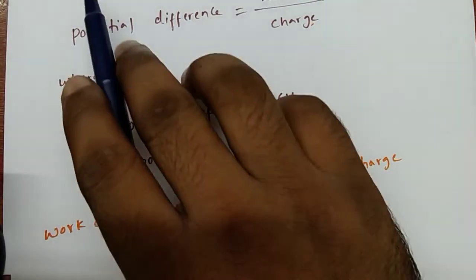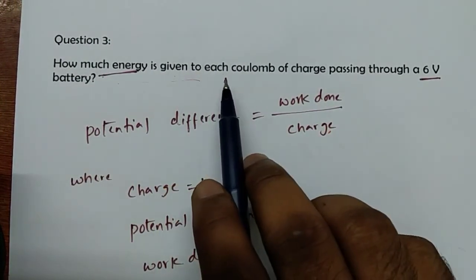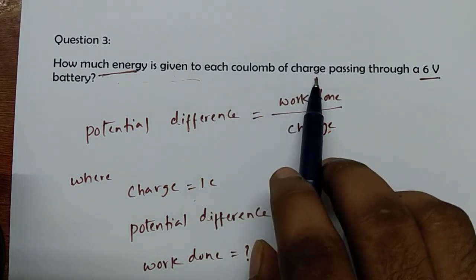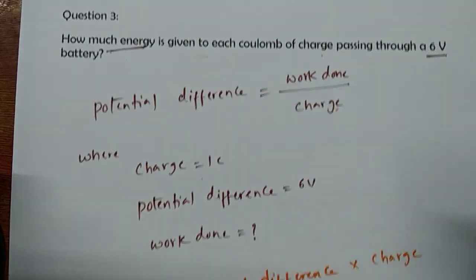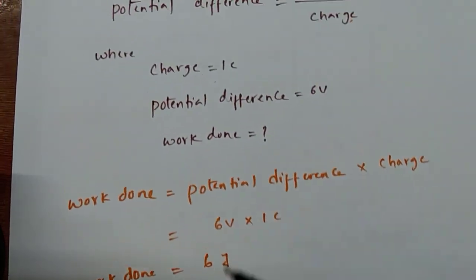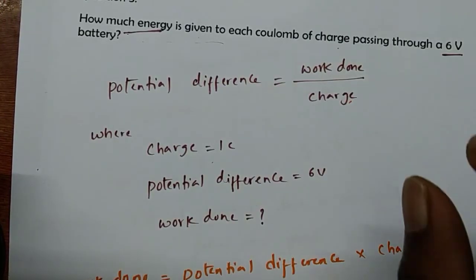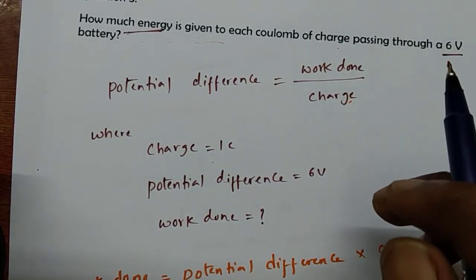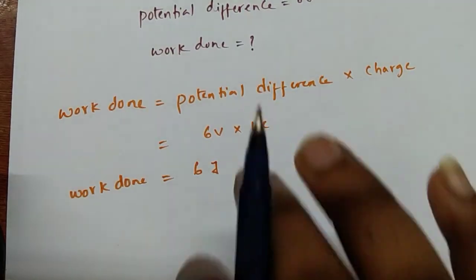So how much energy is given to each coulomb of charge passing through a 6 volts battery means you are giving 6 joules of energy to each coulomb of charge. Okay, this is what it means.